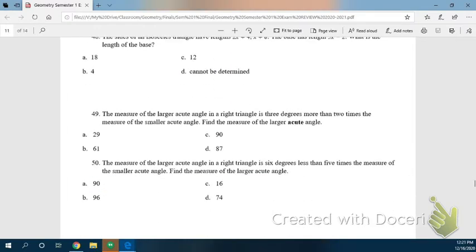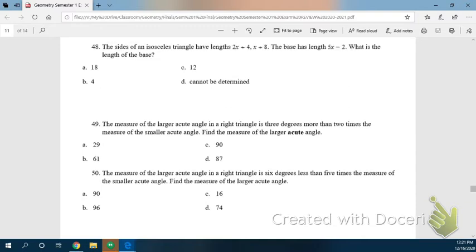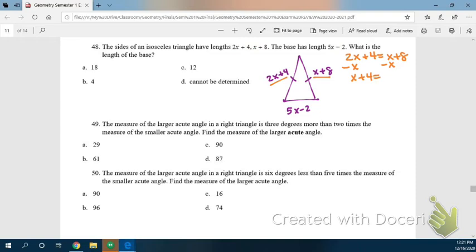On 48, they are wondering about the sides of an isosceles triangle. Remember, isosceles has two sides that are the same. They told you that those sides, the legs, are 2x plus 4 and x plus 8. And then they told you that the base is 5x minus 2. We're going to need to find x and plug it back in. Since we know that the two sides are equal, we can set them equal to each other. So 2x plus 4 equals x plus 8. When I solve to get x by itself, I get x plus 4 equals 8.